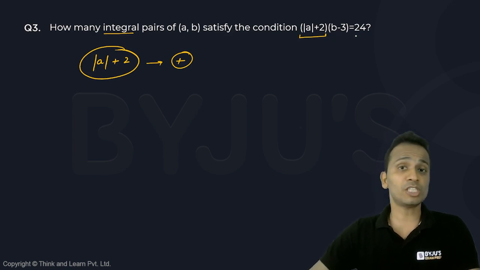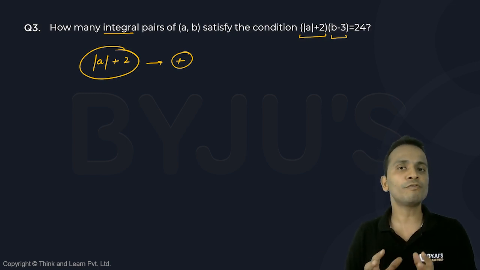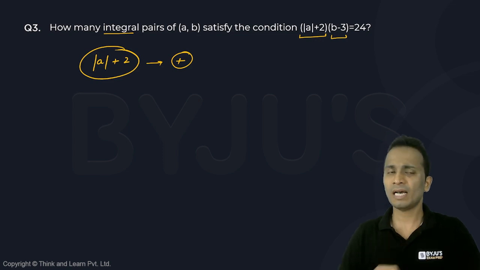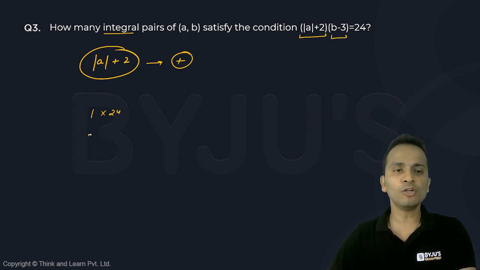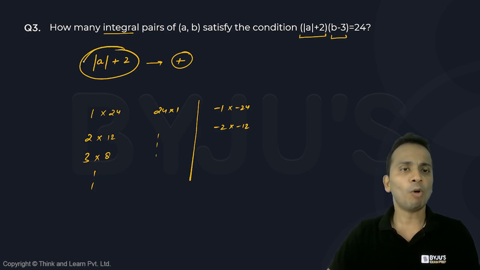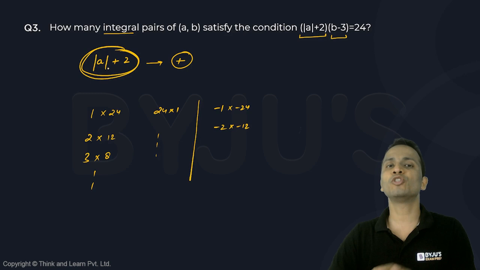So since this part is always positive, to make the product 24, which is a positive number, b minus 3 should also be a positive number. Fine. So here we'll be considering only those cases in which 24 can be written as the product of two positive numbers, and not the ways in which 24 can be written as the product of two negative numbers. I'll give you an example. I may consider 1 into 24, 2 into 12, 3 into 8, and so on. Or I may consider 24 into 1, 12 into 2, and so on. But I will not consider minus 1 into minus 24, or minus 2 into minus 12, because modulus a plus 2 will always be positive. Correspondingly, b minus 3 should also be positive, so that their product will be equal to plus 24.